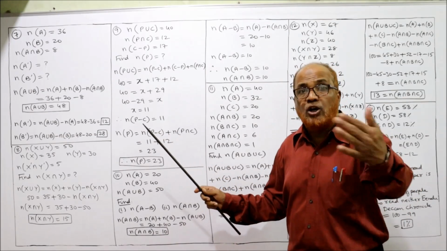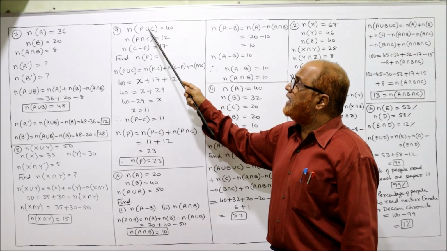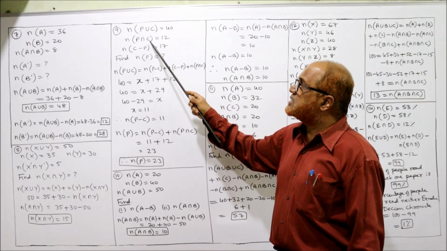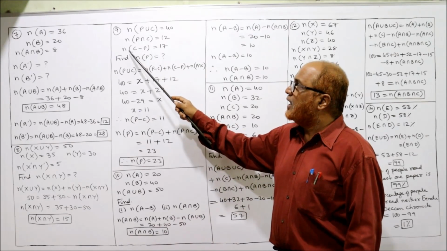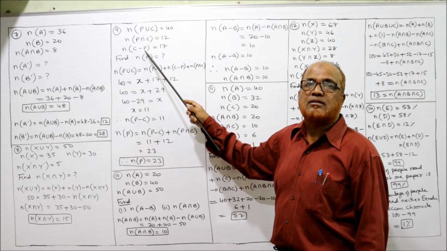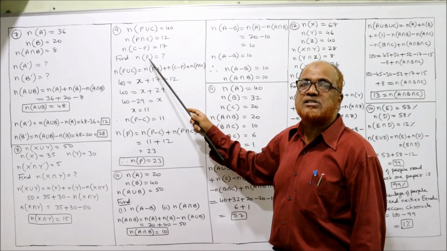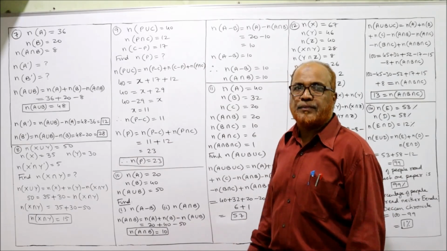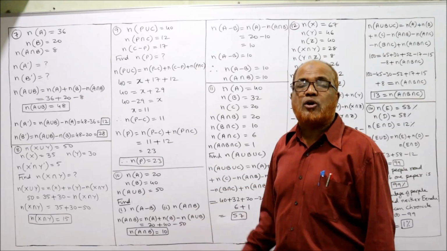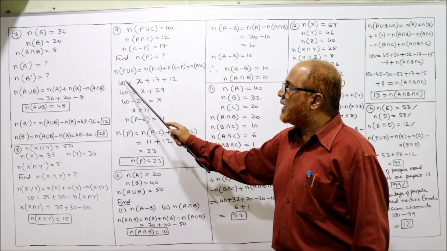See here carefully. Again, a new formula will be used here. First of all, I write the data which is given. N of P union C is equal to 40, given in the problem. N of P intersection C is 12, given in the problem. N of C minus P, number of elements in the difference between the two sets, difference between C and P is 17. Find N of P, number of elements in P set. That we have to find out. This is the information and this we have to find out. Now we'll make use of one formula. A new formula I am applying because difference is given. In the problem C minus P, difference is given. So I'll apply a different formula.